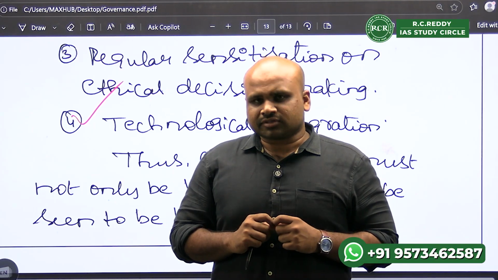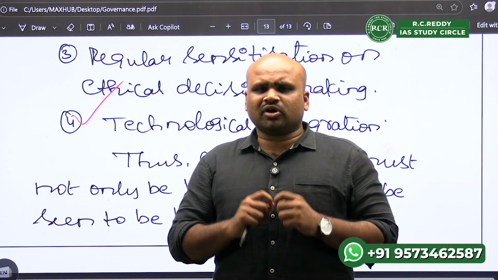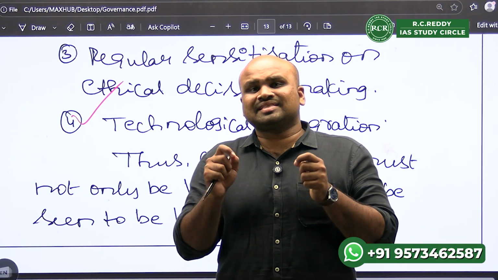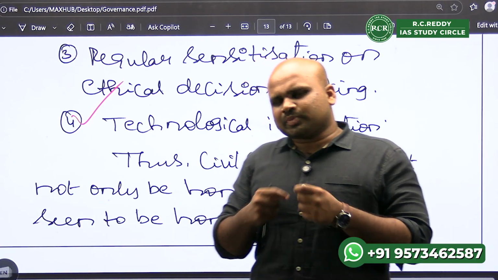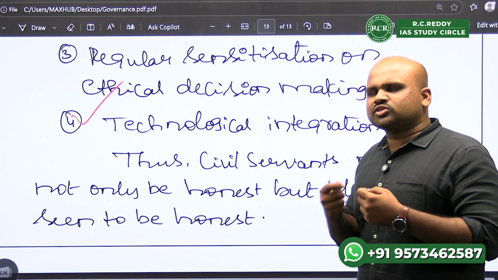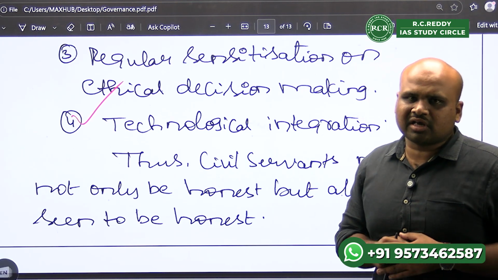Because it is important to be honest, but it is also important to be seen to be honest. That is the perception that has to be built in this process of administration, in this process of upholding the doctrine of democratic governance.